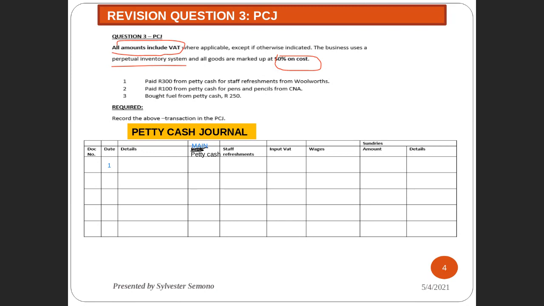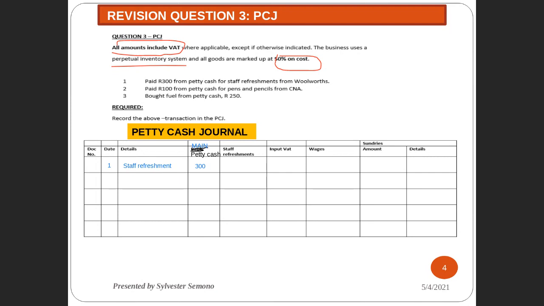Under petty cash, you just have to write whatever you bought. And then if you check here, remember the main account will always include VAT. So what must you do? You ask yourself, is 300 including VAT? Yes. So I'm going to put 300 under this.